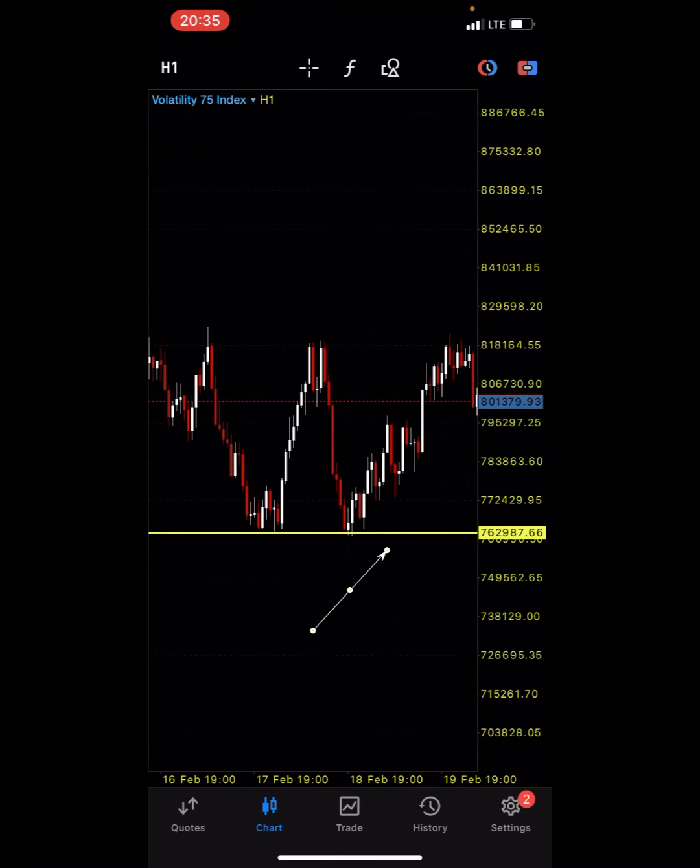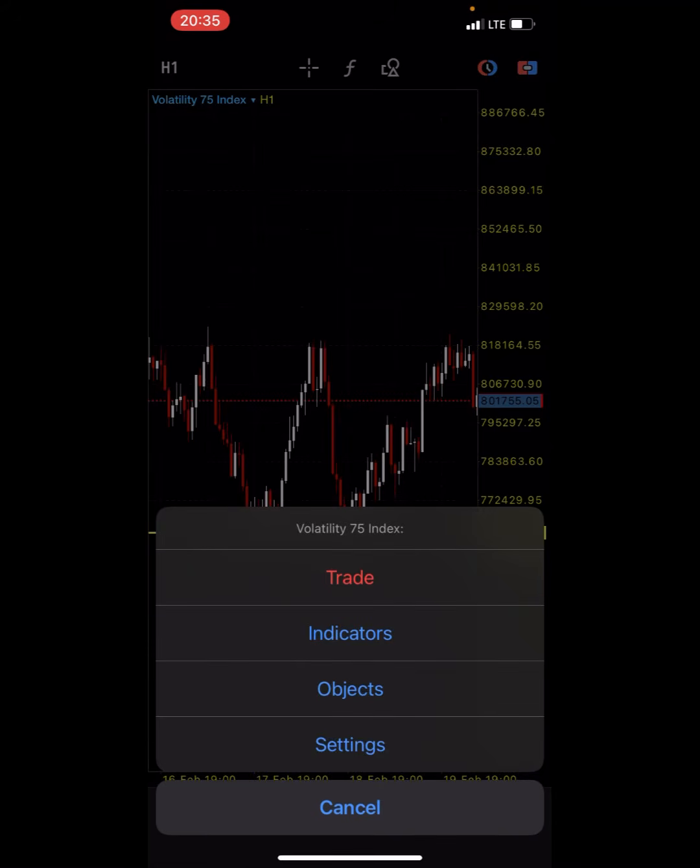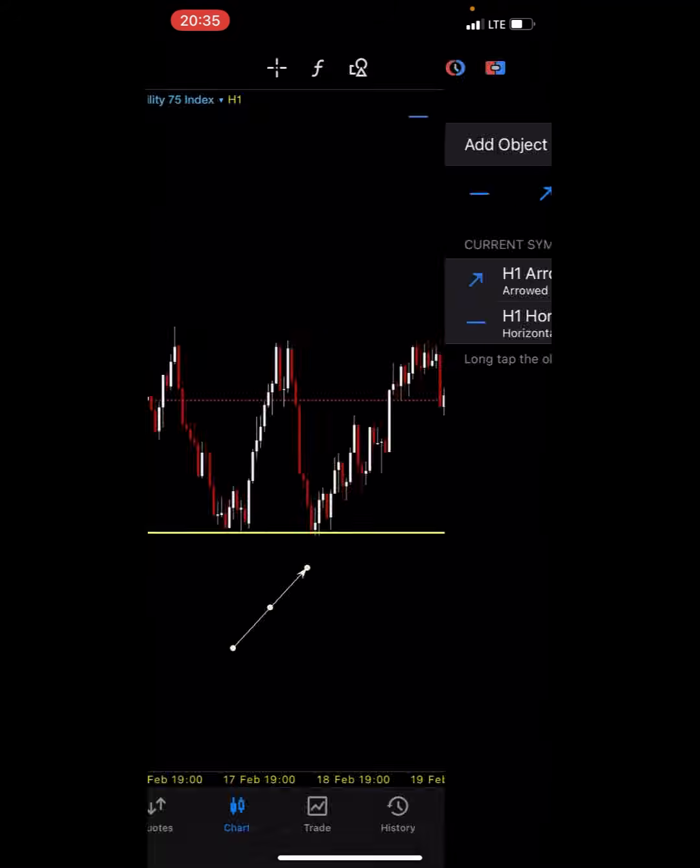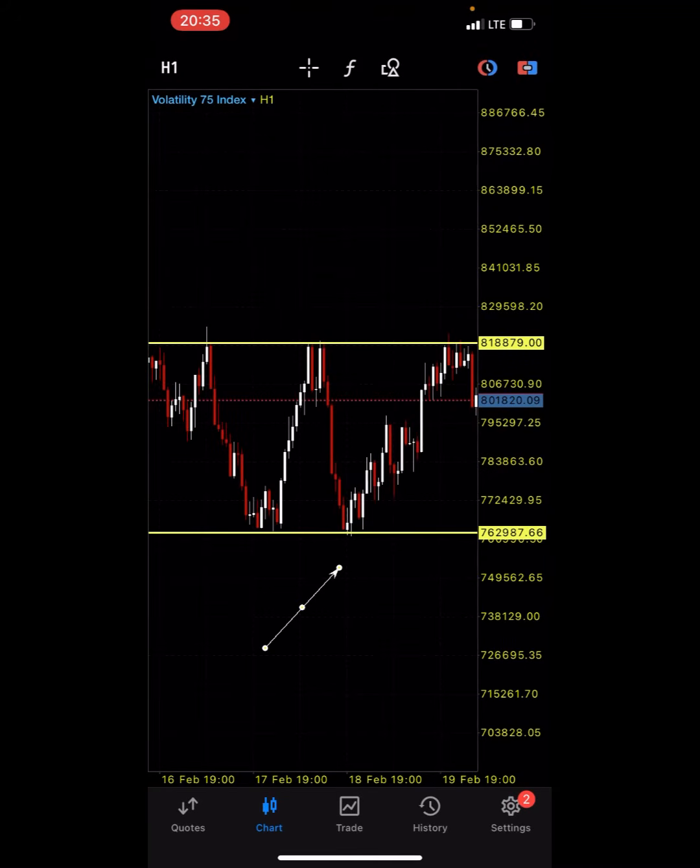Okay, so here is an approved support level. Now let's look for an approved resistance level, and that is here. Boom. Why do I approve it to be a strong resistance level? Look the way he pushed market deep down.